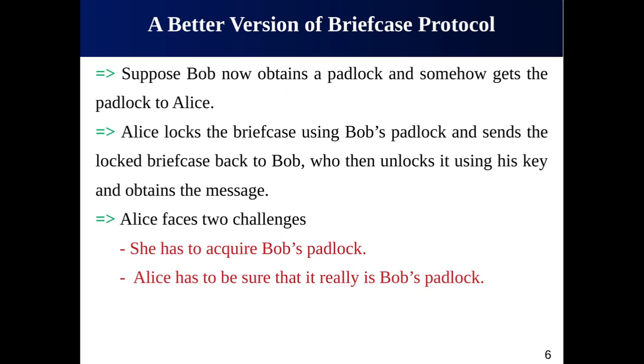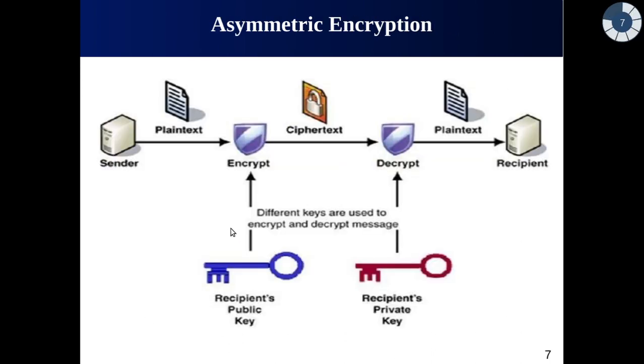asymmetric key cryptography. It was initially invented, you can say, to overcome some of the problems that happen with symmetric key cryptography. What were those problems with symmetric key encryption?